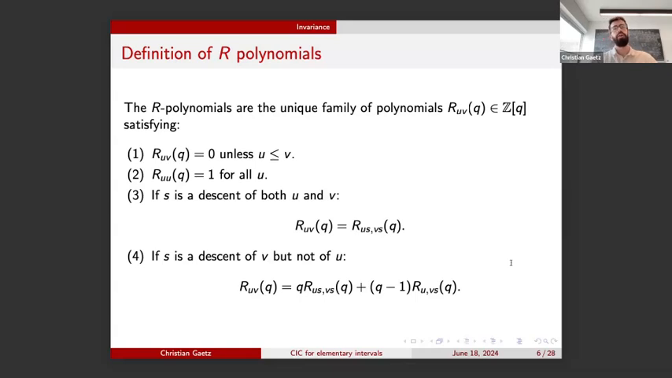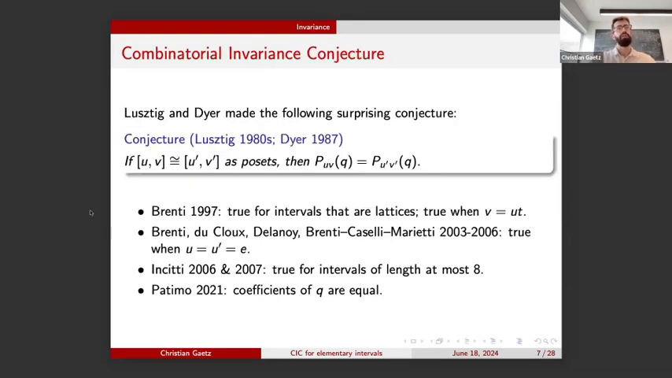The other thing I want to point out is that this case 3 here, when s is a descent of both u and v, expresses the R polynomial for some pair in terms of a translated pair. And so in order to compute that, you leave the interval from u to v and you look at some other interval in Bruhat order. Okay, so with that in mind, what is the conjecture? The conjecture was made independently by Lusztig and by Dyer at various points in the 80s. So the conjecture is that if two intervals in Bruhat order, so here [u, v] means a closed interval in Bruhat order.